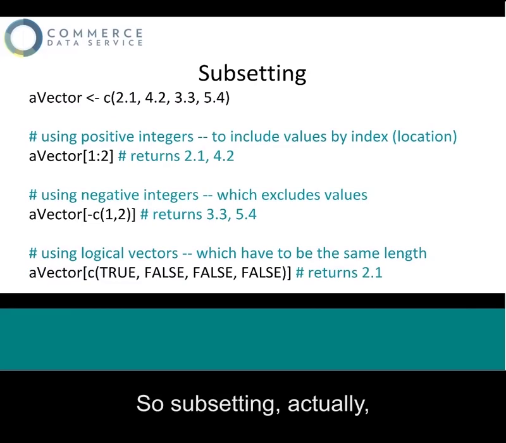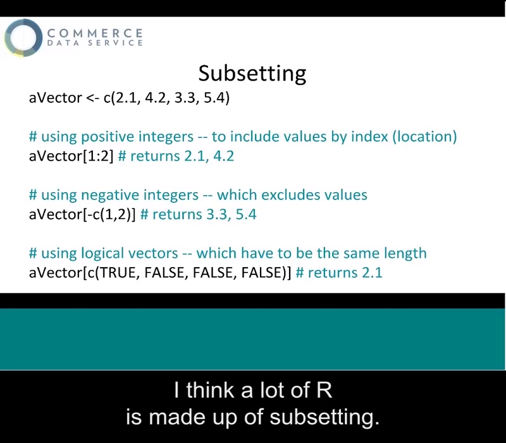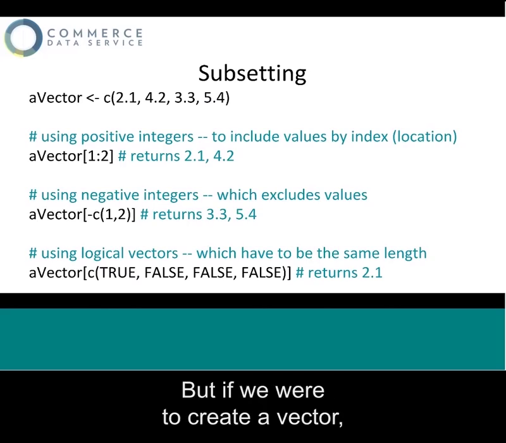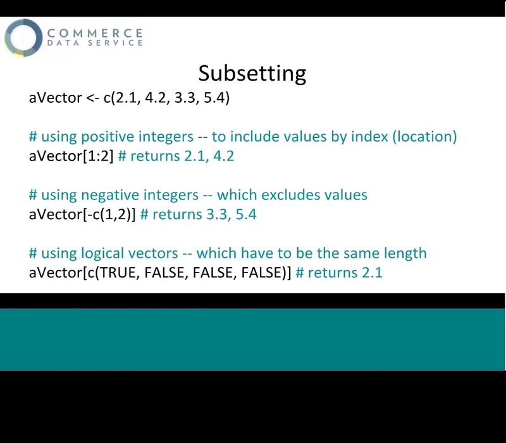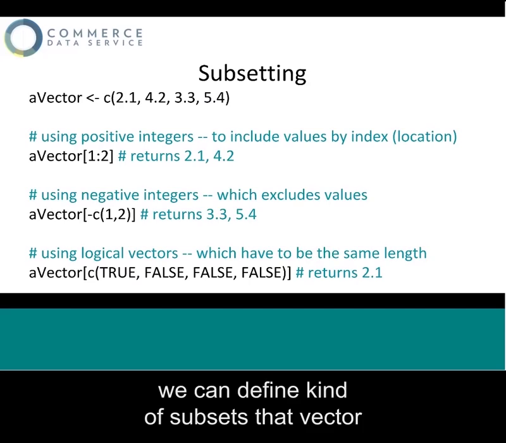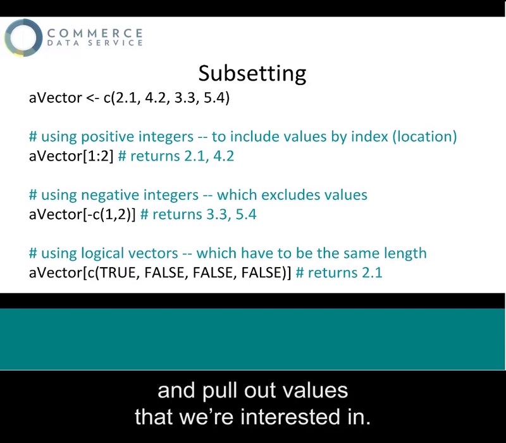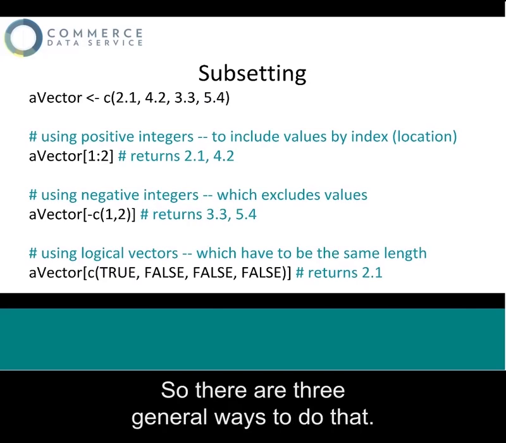So, subsetting. Actually, I think a lot of R is made up of subsetting. If we were to create a vector made up of those 4 numbers, we can define subsets of that vector and pull out values that we're interested in. There are 3 general ways to do that.